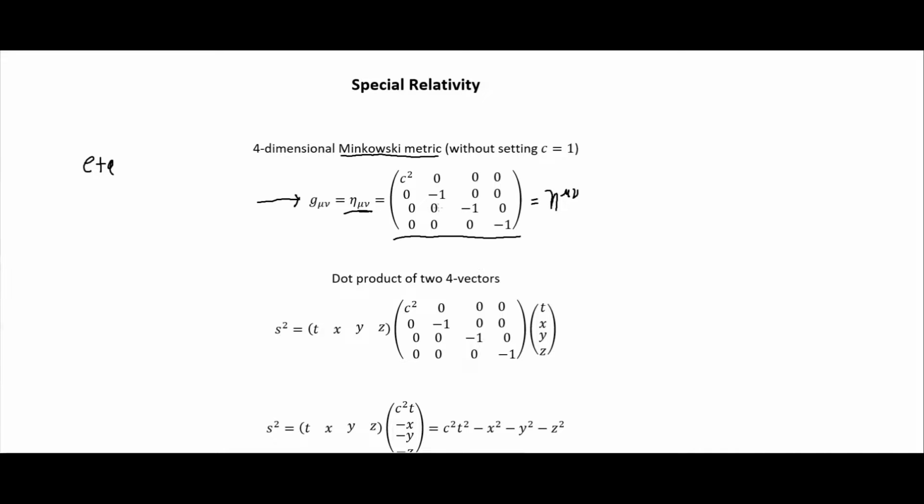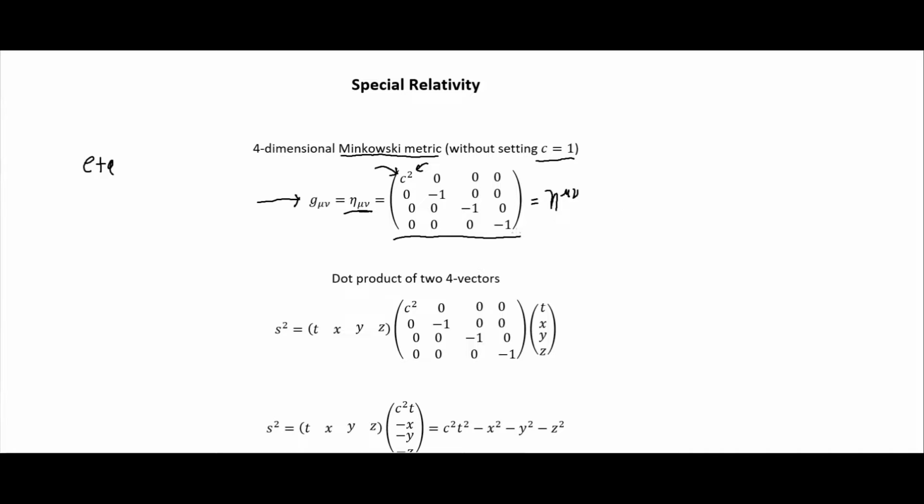And so what we see here, what's different, in here I put the c squared in explicitly. So usually you will see this with c set equal to 1, and I'll talk about that in a little bit. But for now, let's look at it with the c squared in the 0, 0 position. So that's the time position there. So this is the Minkowski metric.